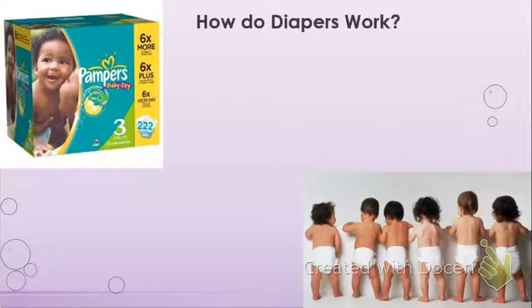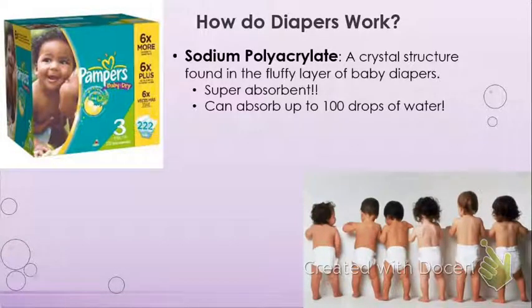So manufacturers of diapers put a chemical in them called sodium polyacrylate, and these are crystal-like structures that are found in the fluffy layer of baby diapers. Sodium polyacrylate is super absorbent. It can hold up to 100 drops of water, and that's very important for baby diapers to be very absorbent.